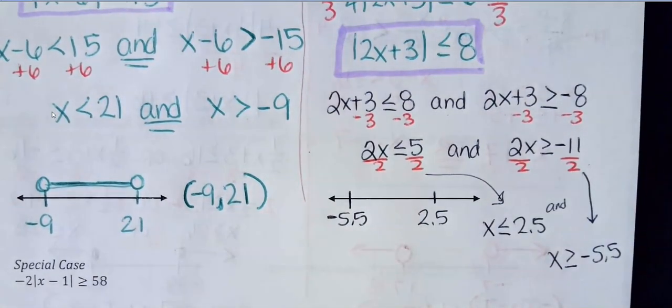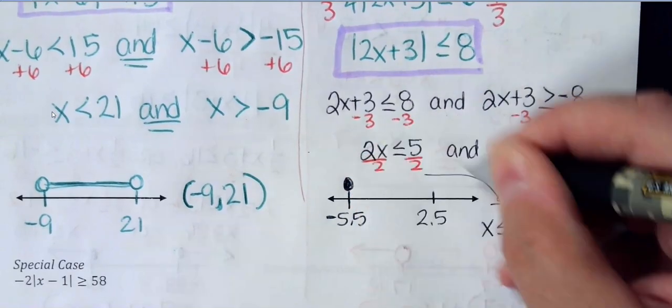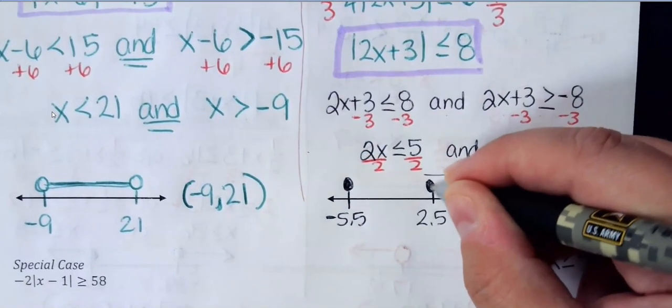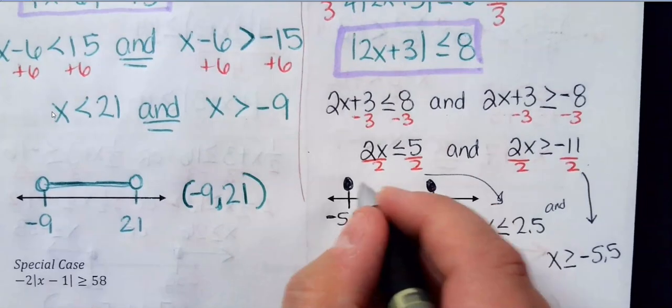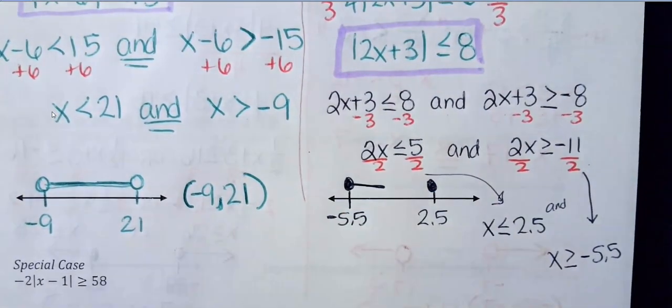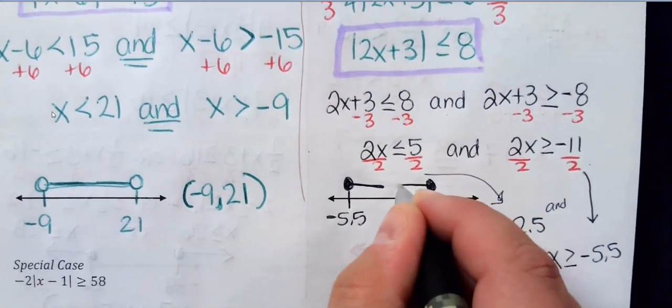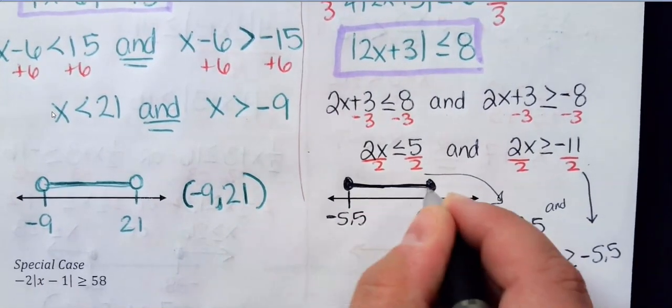On the right. Okay, both of these, one's less than or equal to, one's greater than or equal to. So I'm going to have filled in circles here. And we're just going to play connect the dots, because I'm going to be greater than the negative 5.5, so that one would point to the right. Less than the 2.5, that would point to the left. And to work for both, we're just going to play connect the dots.